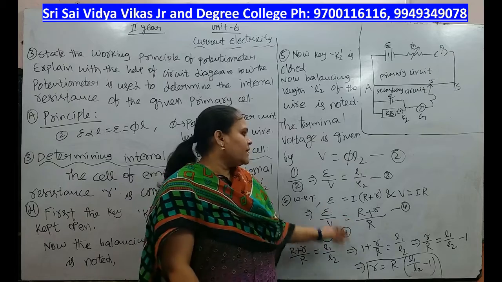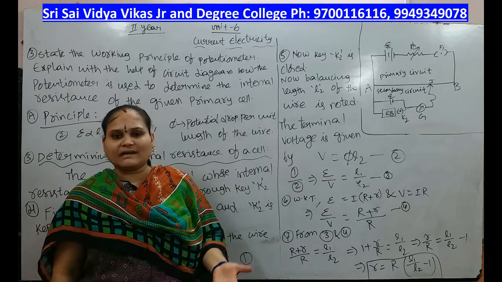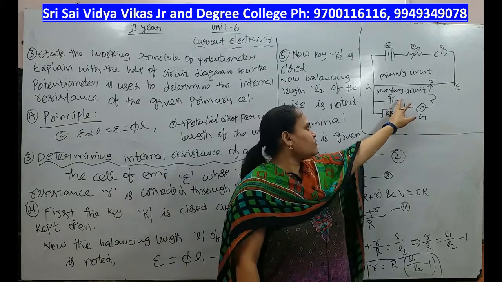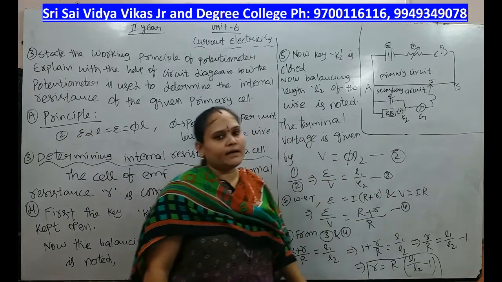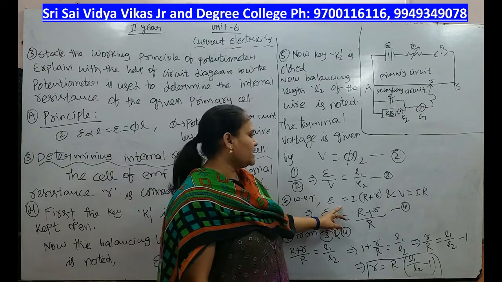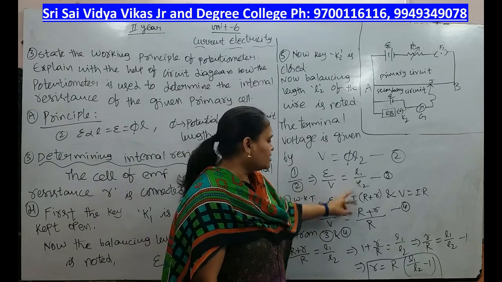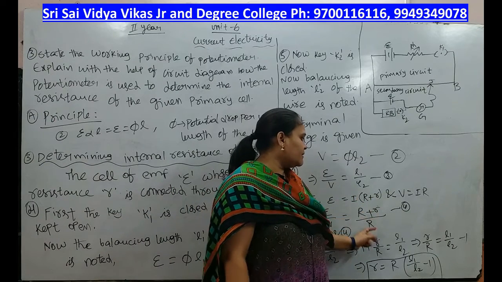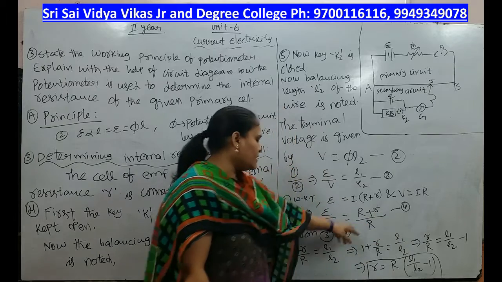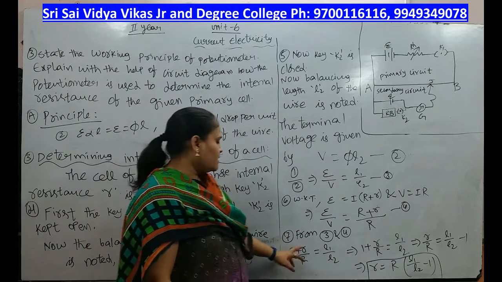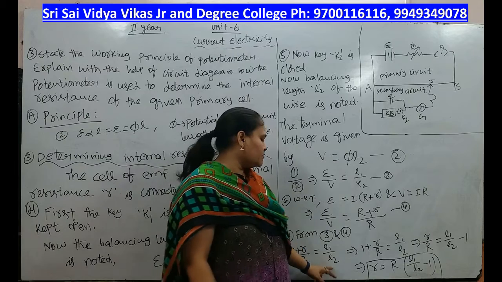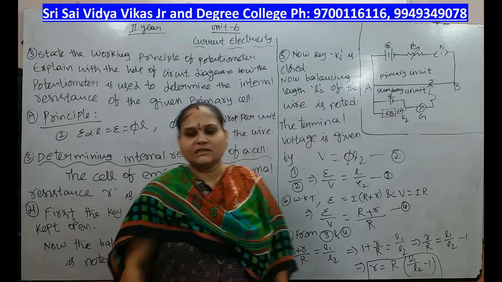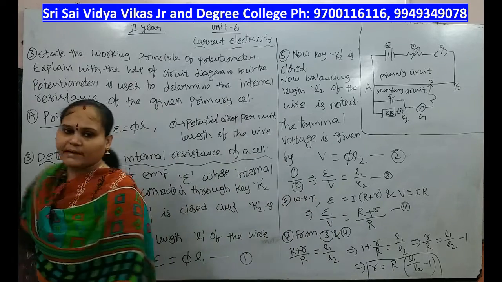But everybody knows epsilon equal to I into (R plus r), and V equal to IR. So from these two equations we can write epsilon by V equal to L1 by L2, and epsilon by V equal to (R plus r) by R. So epsilon by V is I into (R plus r) by IR; the I cancels out, giving (R plus r) by R. From equations 3 and 4 we can write (R plus r) by R equal to L1 by L2. On simplifying this we get r equal to R into (L1 by L2 minus 1). This is the internal resistance of the given primary cell.